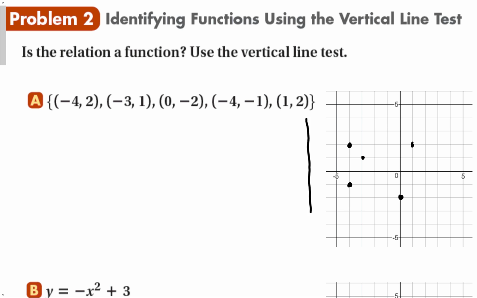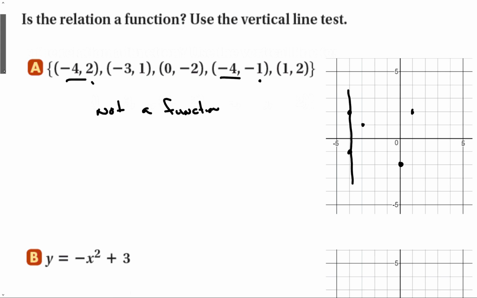Okay? So if I were to take a vertical line straight up and down and move it, I could see that right there, the line hits more than one point. All the others are okay, but right there the line hits more than one point. So this particular relation does not pass the vertical line test, so it is not a function. And I could have seen that easily by just looking that there are two x values that repeat with different y values.